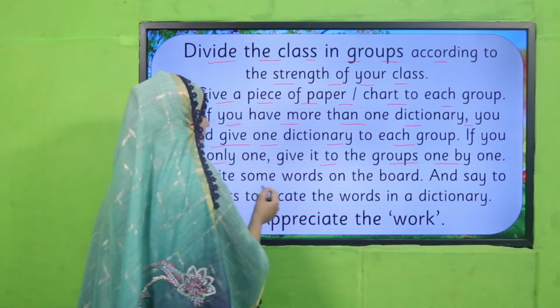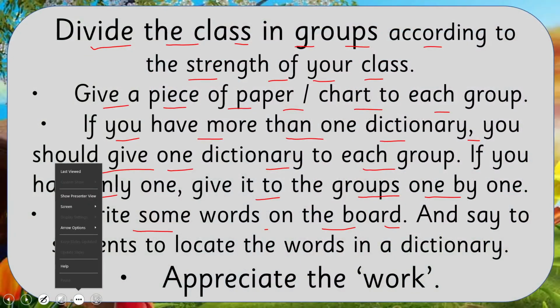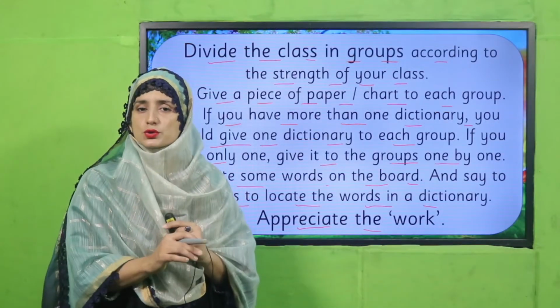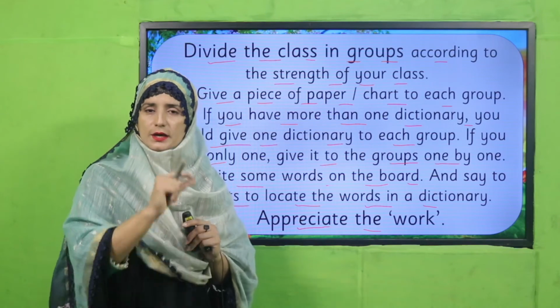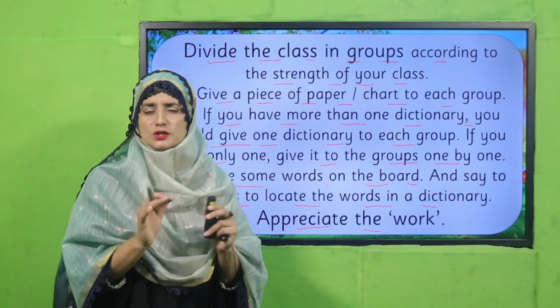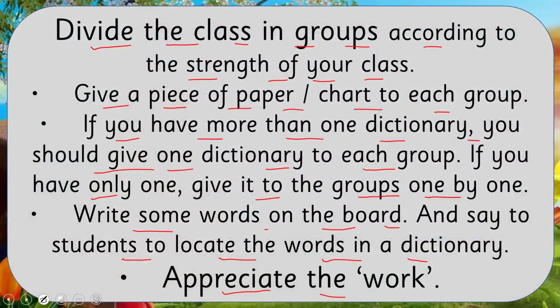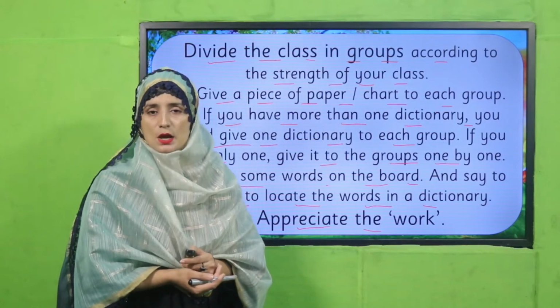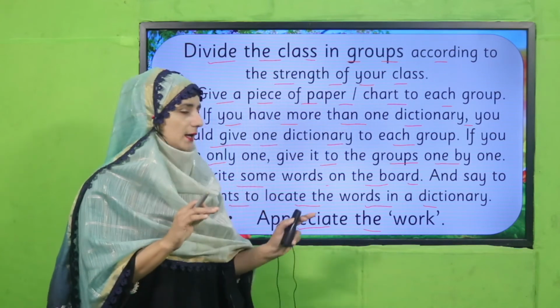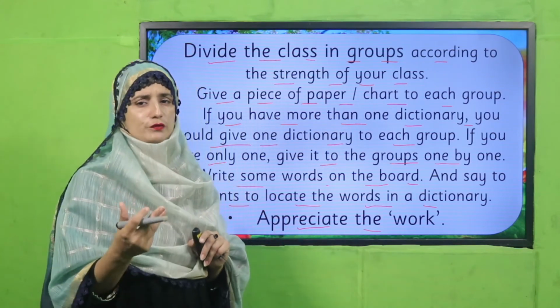Okay, so what you will do next, write some words on the board and ask students to locate the words in a dictionary. And you will appreciate the work. Yeah, wow, good. You will give time to students to keep a lead pencil in their hand and start finding the words that the teacher has written on the board. I'm waiting for you and enjoy the activity. Well done, excellent job. Now I can guess that my class is growing, and alhamdulillah now they are able to find different words in a dictionary.